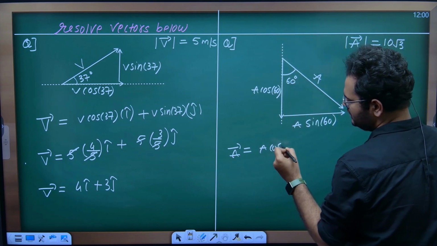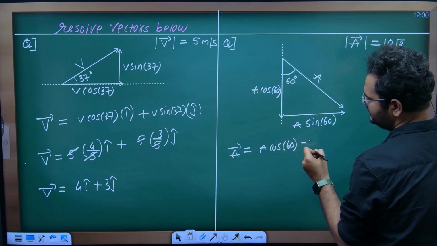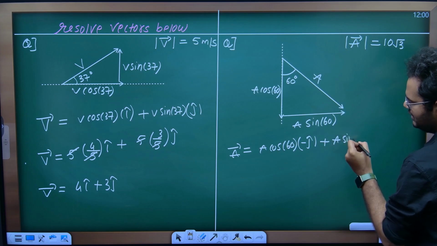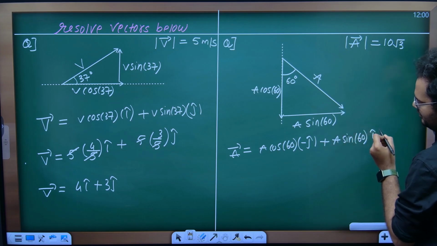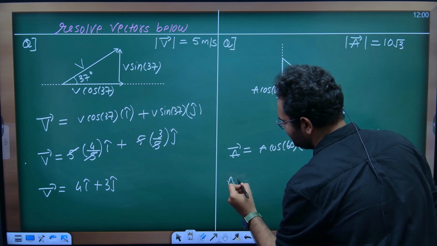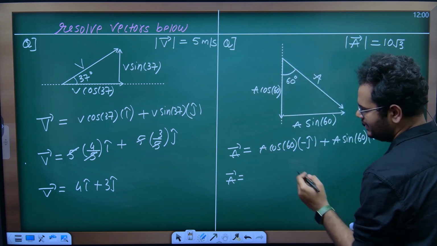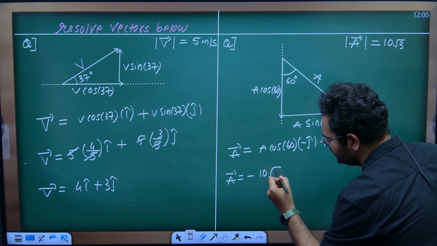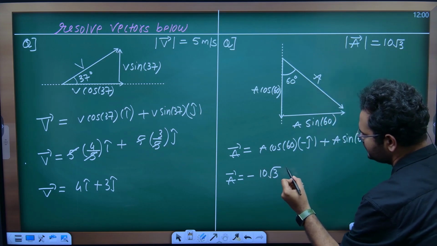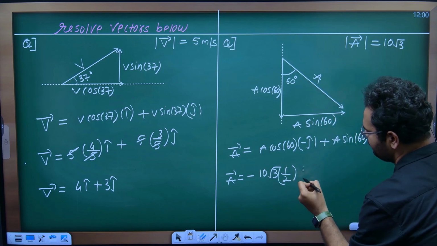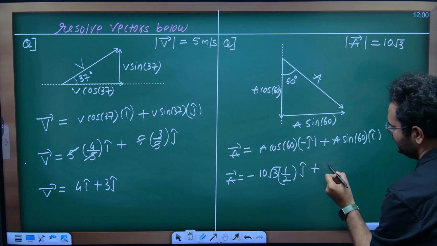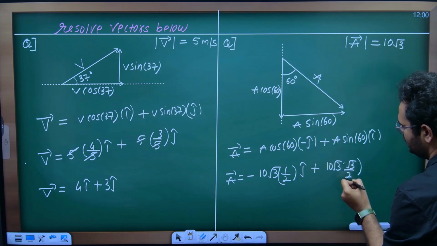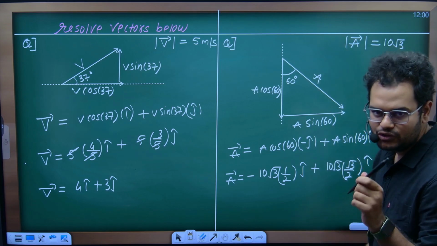So for vertical, what will I write? a cos 60 minus j cap. Why minus? Because it is downward. Plus a sin 60 plus i cap. We can take minus outside and write the value of a. What is the value of a? 10 root 3. Fine. 10 root 3 cos 60 is 1 by 2, j cap, plus 10 root 3 times root 3 by 2, i cap. Follow the calculations carefully.